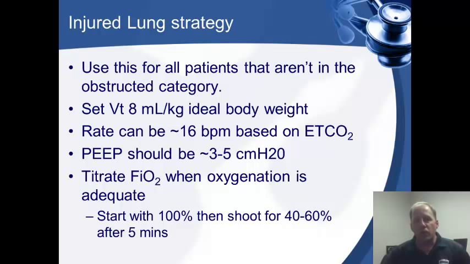Now, when it comes to PEEP on the injured lung, you can start out physiologic. They're not auto-PEEPing. These lungs were potentially not injured in the first place. They could be an ROSC patient, could be unresponsive for whatever reason, and there wasn't really any lung injury, so you can probably start out with a physiologic PEEP of 3 to 5.